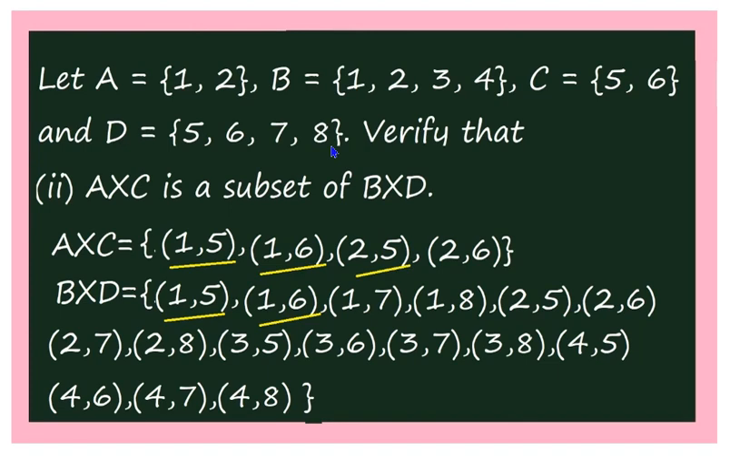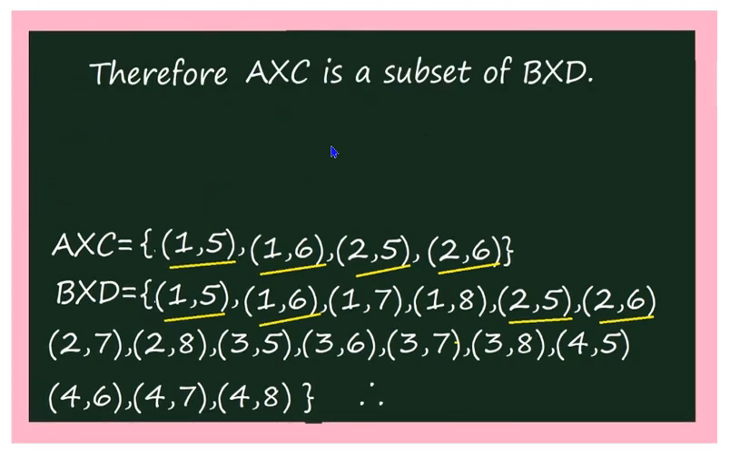Next element is 2 comma 5. 2 comma 5 is also in B cross D. And 2 comma 6. 2 comma 6 is also there. That is, all the elements in A cross C are in B cross D. Therefore, you can tell that A cross C is a subset of B cross D.